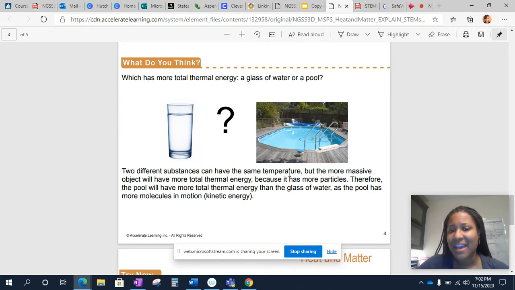Two different substances can have the same temperature, but the more massive, meaning larger, the object is, that object will have more total thermal energy because it has more particles. Therefore, the pool will have more total thermal energy than the glass of water, as the pool has more molecules in motion, right? You have millions, billions of water molecules in a pool versus those in a glass. Therefore, you have more kinetic energy. Does that make sense? If you have more kinetic energy, then you have more total thermal energy.